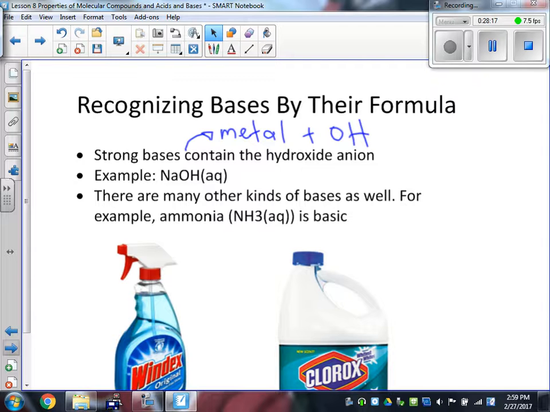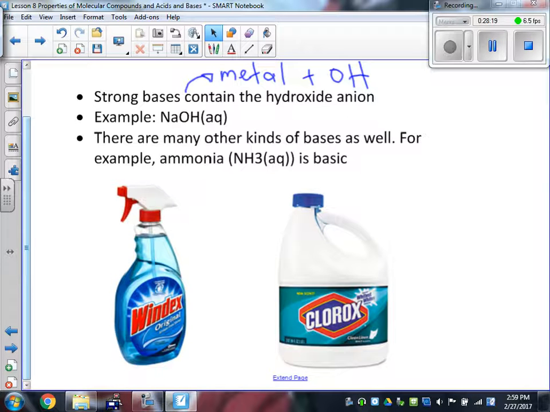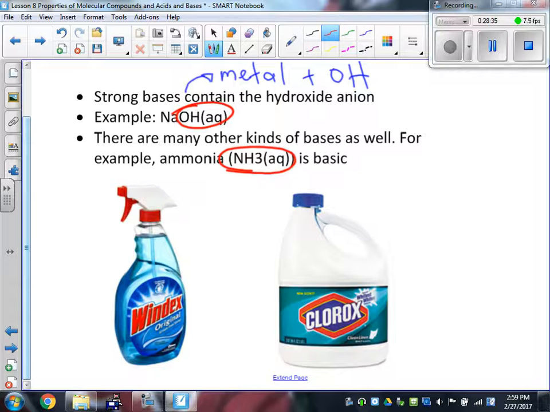If you want to recognize a base by its formula, most of them have hydroxide, OH minus. So this is what you're looking for. When I look at sodium, look right here, sodium hydroxide, base. Yes? There are other kinds. This is probably the only other one that we really need to be concerned about, and that is ammonia.